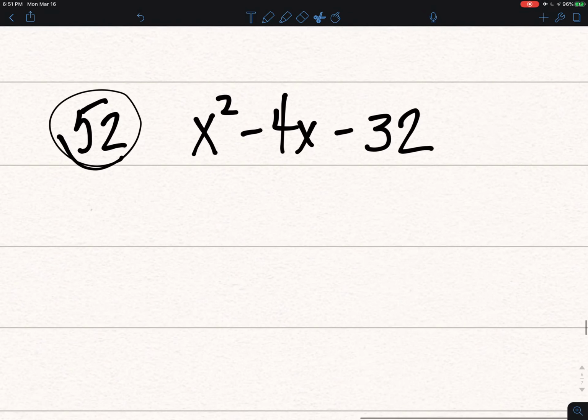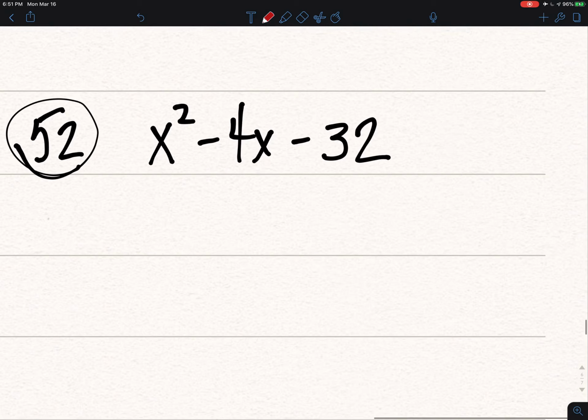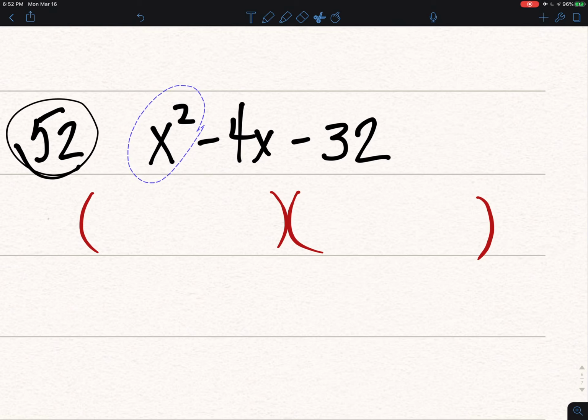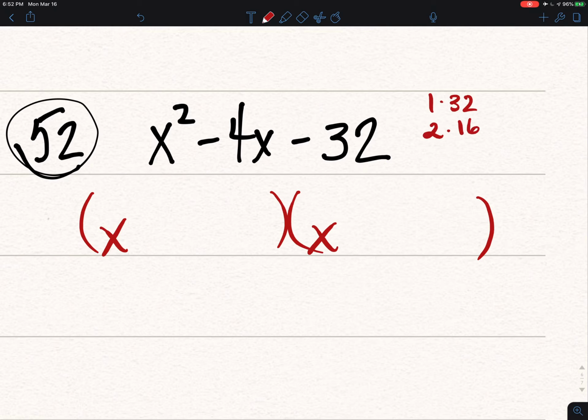Let's jump on over to number 52. There's no GCF with all 3 terms. So let's go ahead and set up 2 binomials to see if we can factor out. So let's look at, first of all, what 2 things multiply together to give x squared, and that's going to be an x and an x. And then what 2 things multiply together to give me a 32? Well, I could have a 1 times a 32. I could have a 2 times a 16.